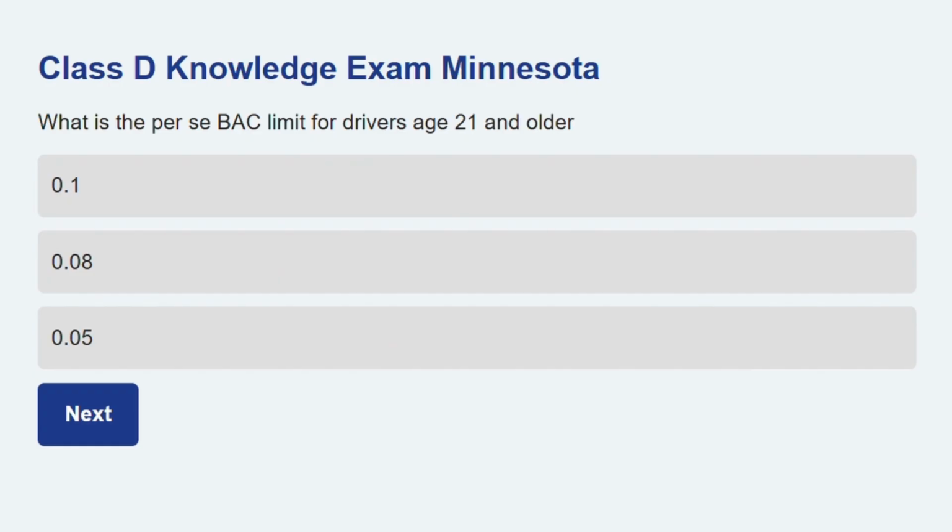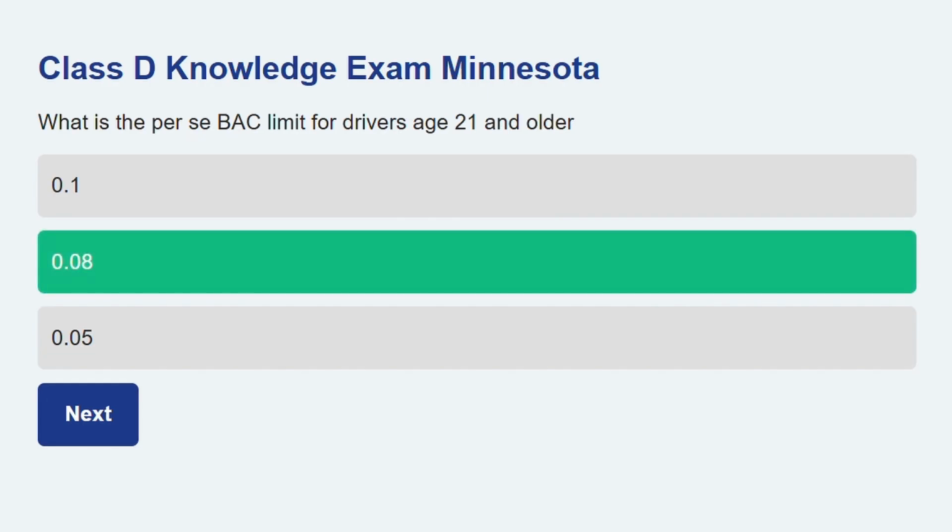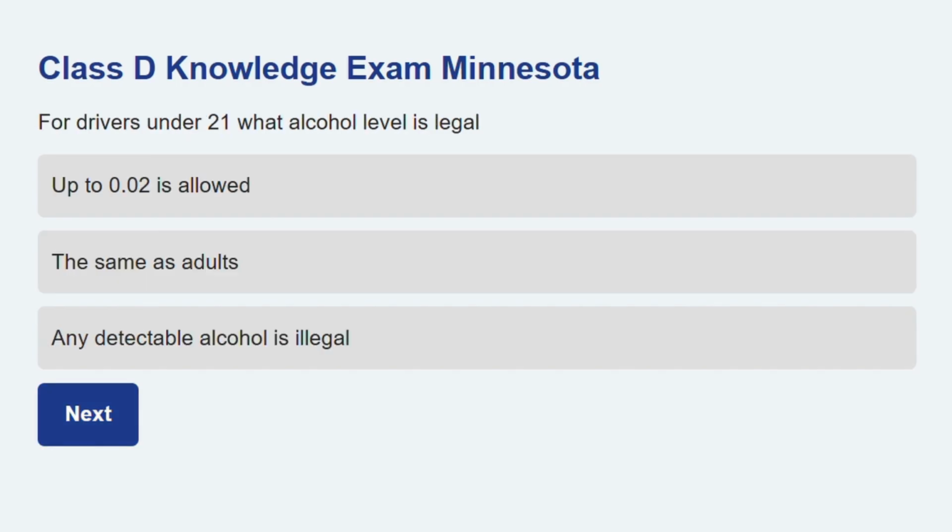Here's another one. What is the per se BAC limit for drivers age 21 and older? 0.08. At this blood alcohol concentration level, you are legally considered impaired and will face DUI charges regardless of how well you think you're driving.